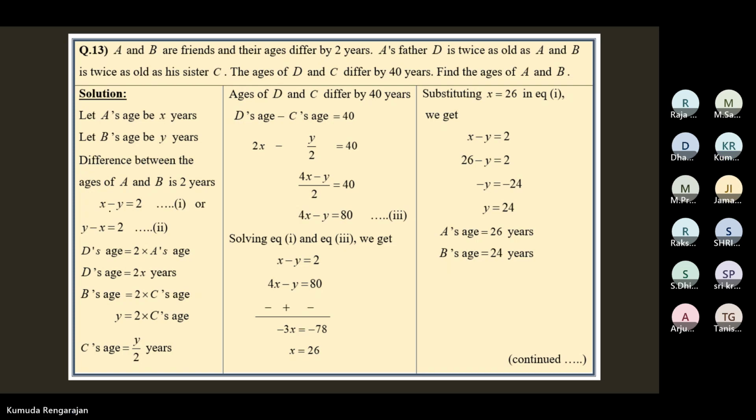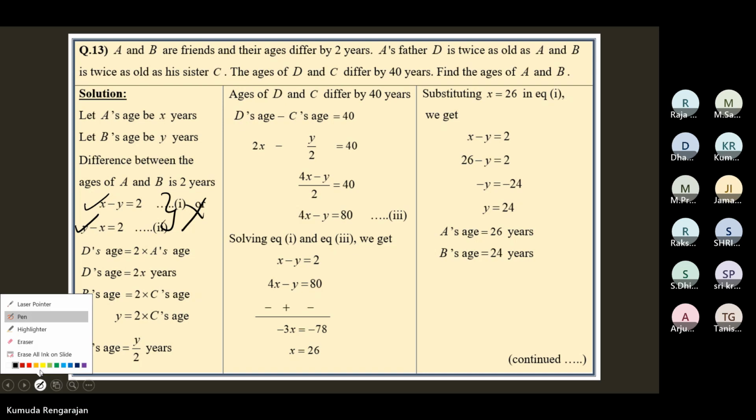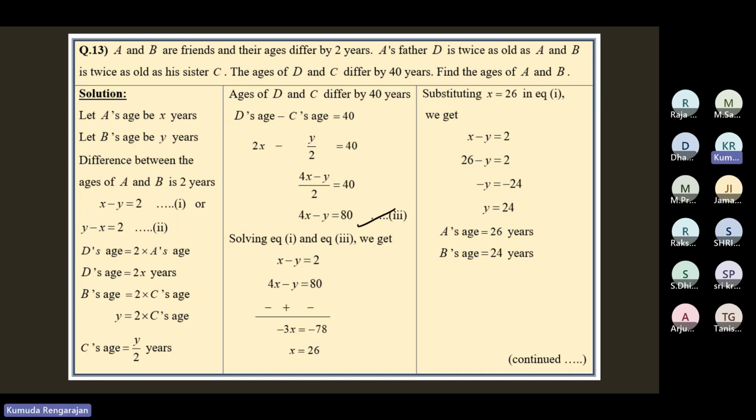Now, x minus y is equal to 2 and y minus x is equal to 2. Both these equations are constructed from the same information that the ages differ by 2 years. So these two equations you should not solve. You have got this equation from a different information. So you must solve 1 and 3, 2 and 3. Then only you will get both the set of answers.